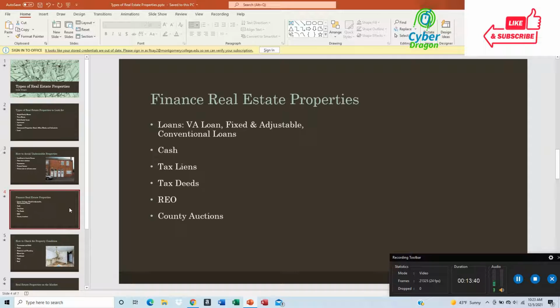Tax liens, tax deeds that I discussed previously. REO. What is REO? REO is a bank-owned property. I mean, the bank foreclosed on your property because you did not pay the mortgage. After 3 months, they file for bankruptcy. Go to bankruptcy court, but usually when you complete 100%, it goes through 4 phases. 3 months is round 1. Round 2 is 6 months.